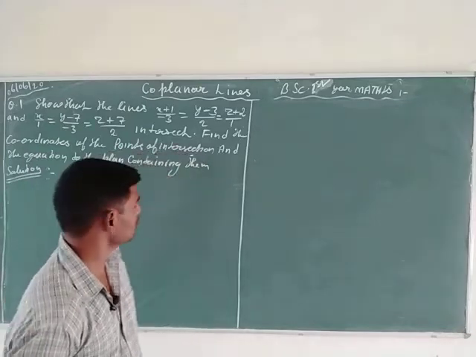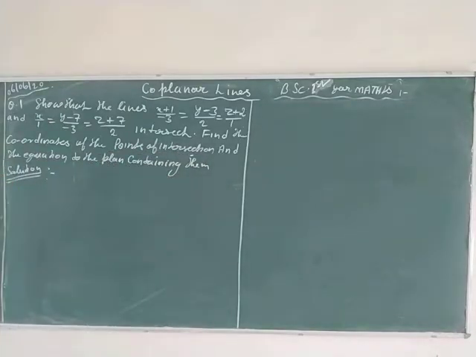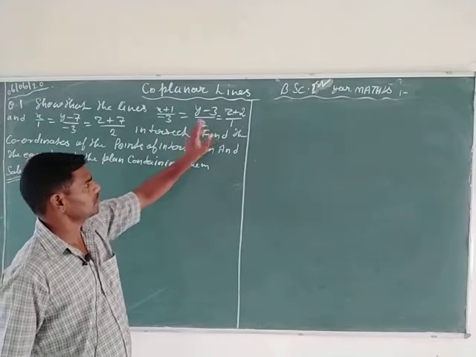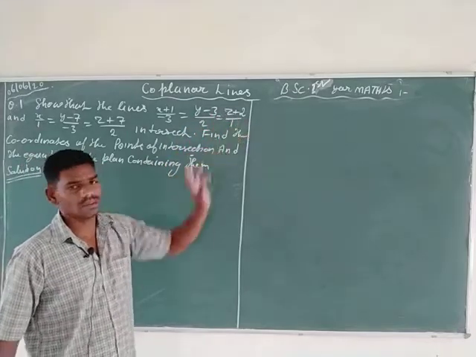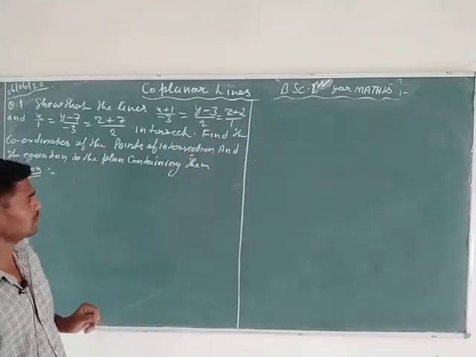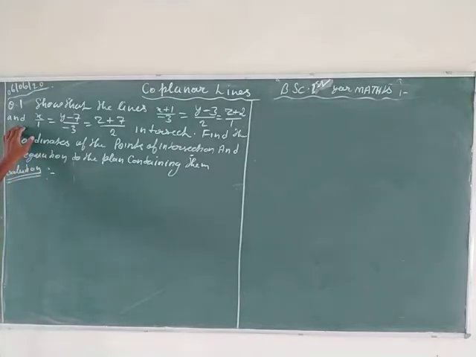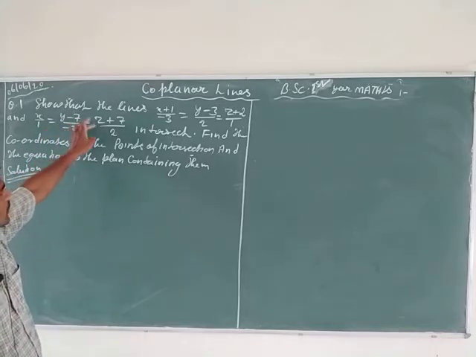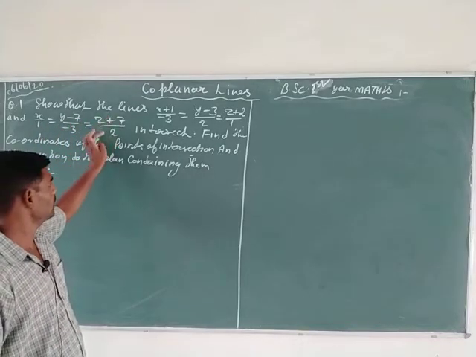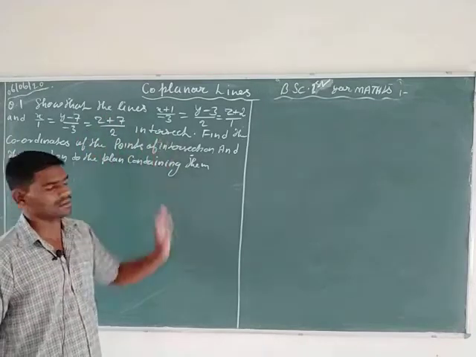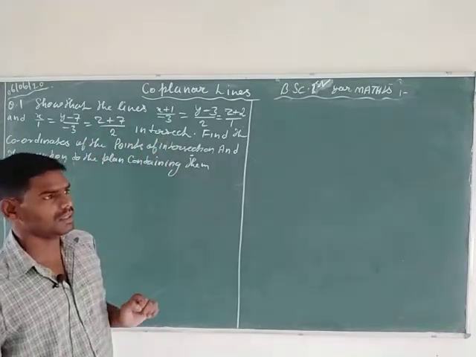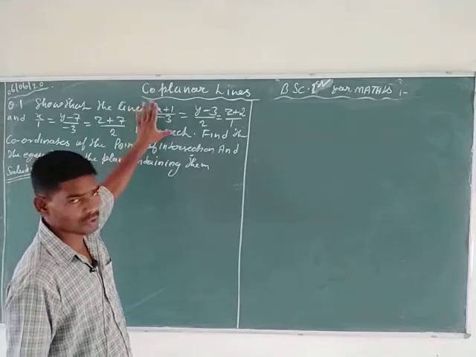In the first question, the line (x plus 1) by minus 3 is equal to (y minus 3) by 2 is equal to (z plus 2) by 1 is the first line equation, and the second line equation is x by 1 is equal to (y minus 7) by minus 3 is equal to (z plus 7) by 2. Show that they intersect. This is the first part of the question.